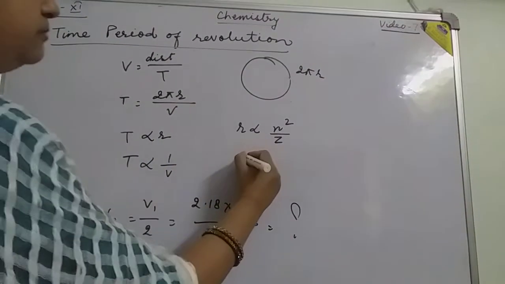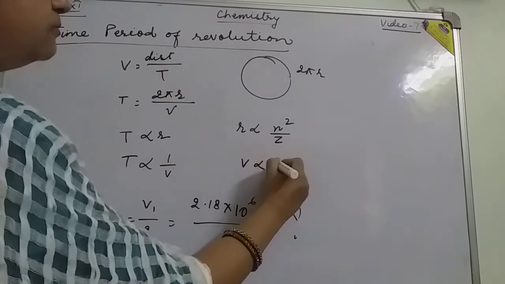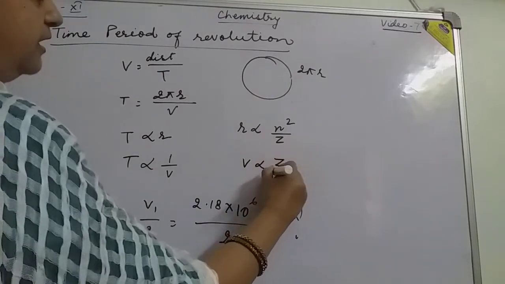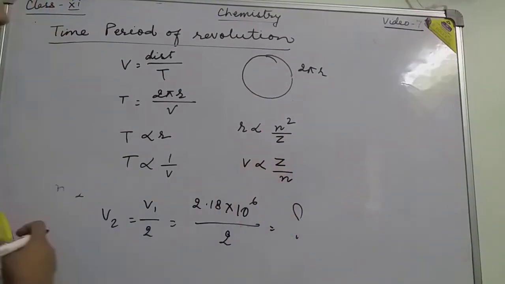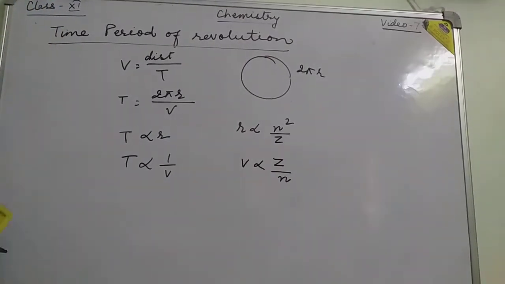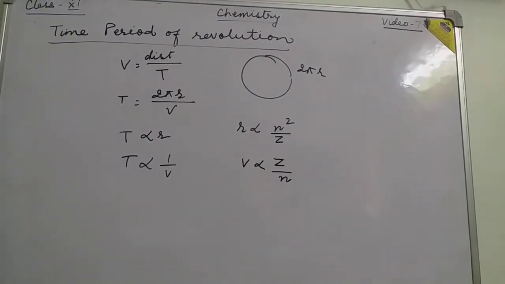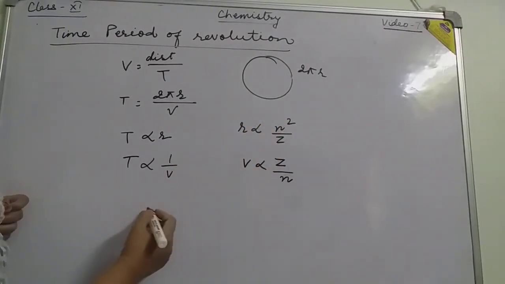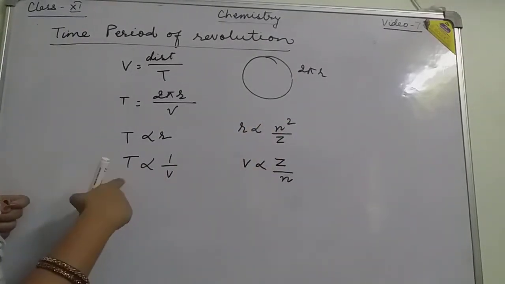Likewise, v is directly proportional to z and inversely proportional to n. If we know the radius or velocity, and the number of shells or the atomic number, we can calculate t.